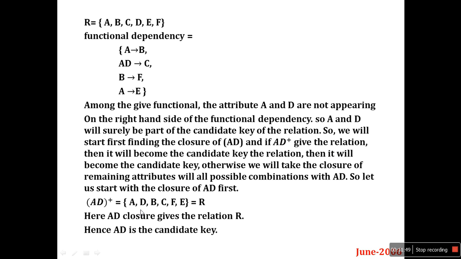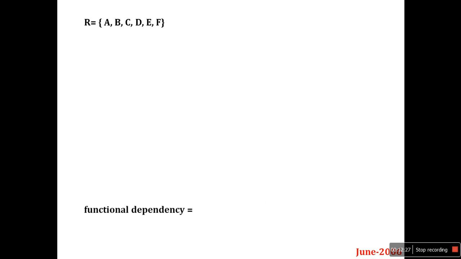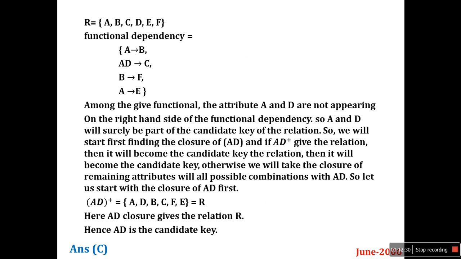AD plus is definitely A, D, B, C, E, F, which is R. Means A, D, B, C, F, E is the closure of AD. Here the AD closure gives the relation R, hence AD is the candidate key. The option answer is C. In this they asked A, AC, AD. Here the candidate key is AD because A and D do not come on the right hand side of any dependency. So the answer is C.